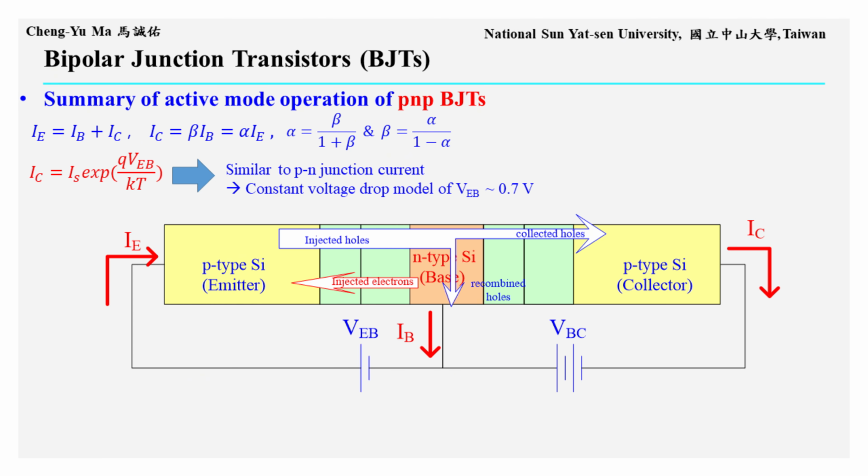The current relationships are the same as in the NPN case. IE equals IB plus IC equals beta times IB, and IC equals alpha times IE. The only difference is that the current directions are reversed. For a PNP BJT, IE flows into the terminal, while IB and IC flow out of the terminals.